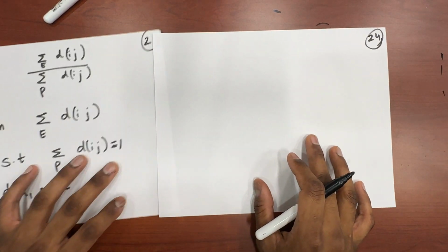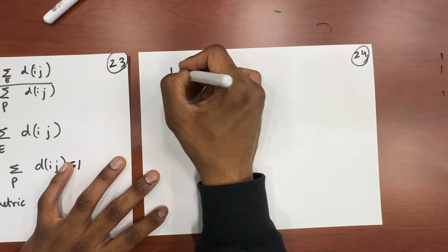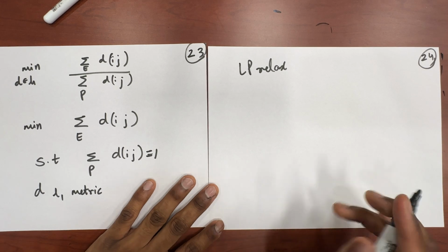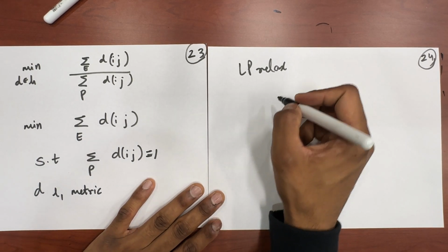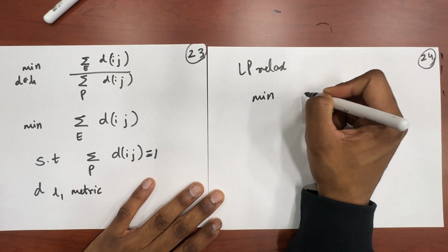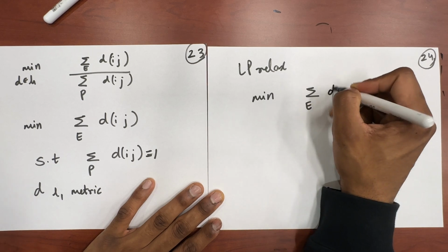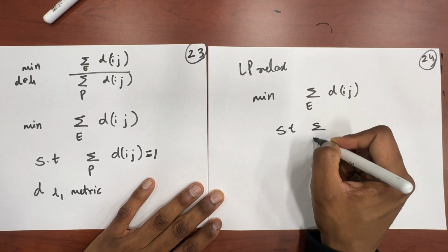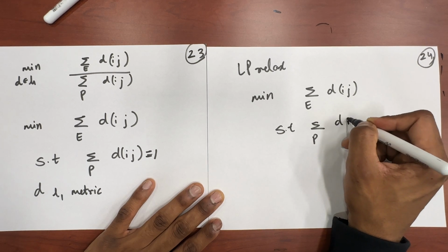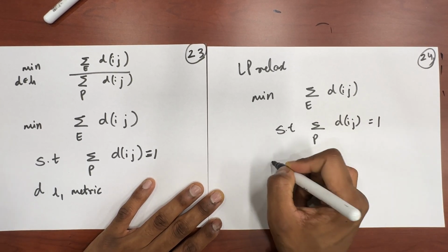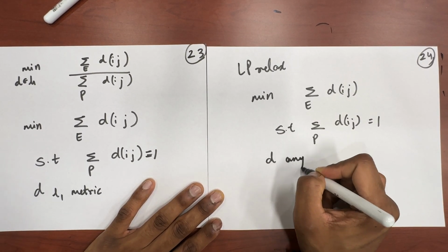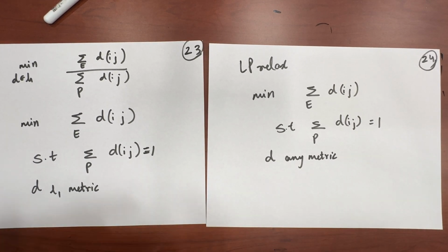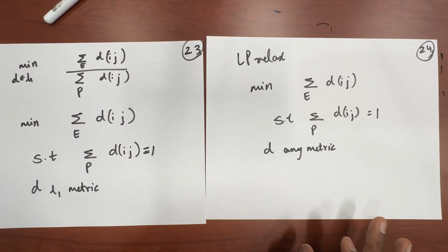The next thing is LP relax. I throw an LP relaxation at it. The LP relaxation then is: minimize the sum of edges Dij subject to the sum of pairs Dij being 1, and D is any metric, not constrained to L1. It's any metric whatsoever. Doesn't matter to me.